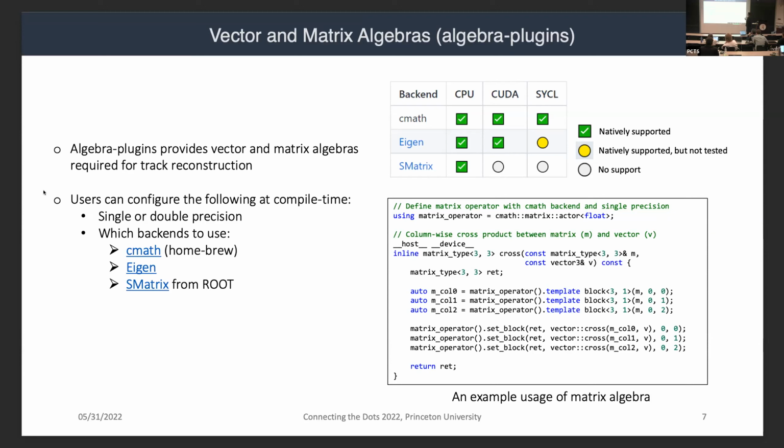The reason that we have the homebrew SMatrix library is that we really need some robust plugins which work for CPU, CUDA, and SYCL at the same time. Because Eigen is supposed to work for all those backends, but it has not been tested very well, so that's why we have this one for now. If you see the code snippet here, users can define the matrix operator object by just giving float or double inside the template parameter, and they can pick the namespace for the specific backend, and we can just use it for Eigen-style operations here.